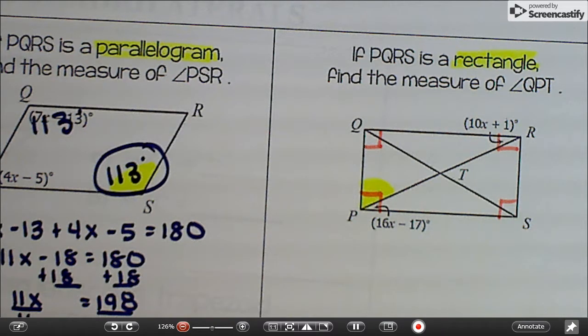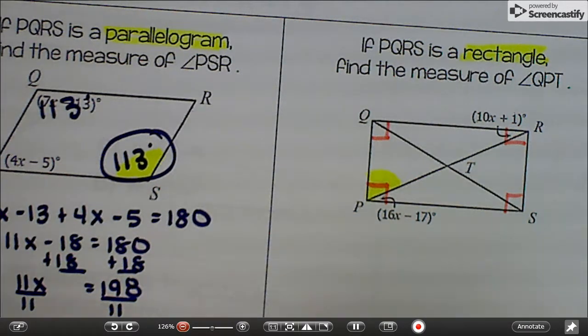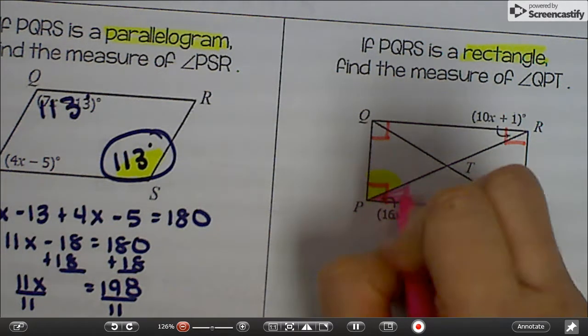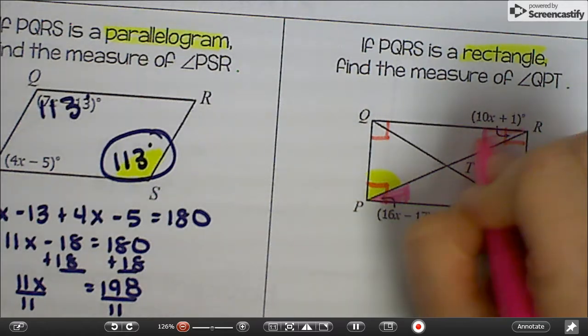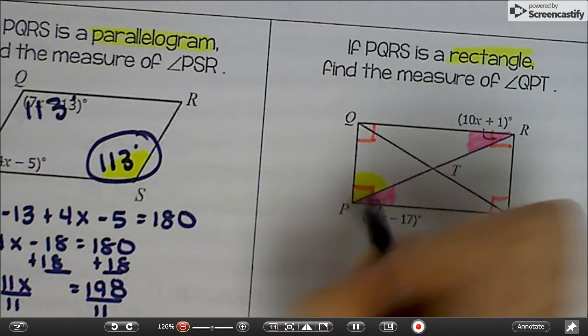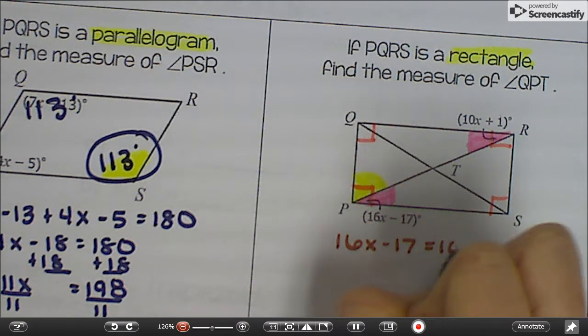But what we have here is none of that. But check these guys out. This angle that we know something about and this angle that we know something about are alternate interior angles. And alternate interior angles are congruent. So we're going to do 16x minus 17 equals 10x plus 1. All right, go ahead and solve.